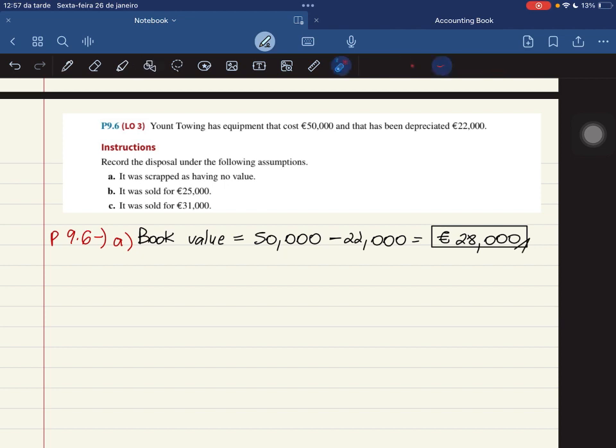That tells us that if we sell it for more than $28,000, we have a gain because this is what it currently is worth. If we sell it for less than $28,000, we have a loss because this is the amount that it is worth right now. But we scrapped it. What does that mean? We threw it away. So we definitely have a loss here. Let's record it.